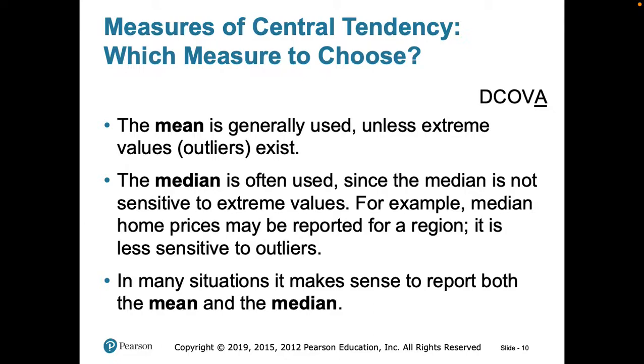That's a good reason to use the median. Home prices may be reported for a region. It is less sensitive to outliers, so you don't have to worry about the same thing that you do with the mean. In many situations also, it might make sense to report both the mean and the median. So sometimes you're going to say, this is the median, this is the mean. That way you can get the full picture.